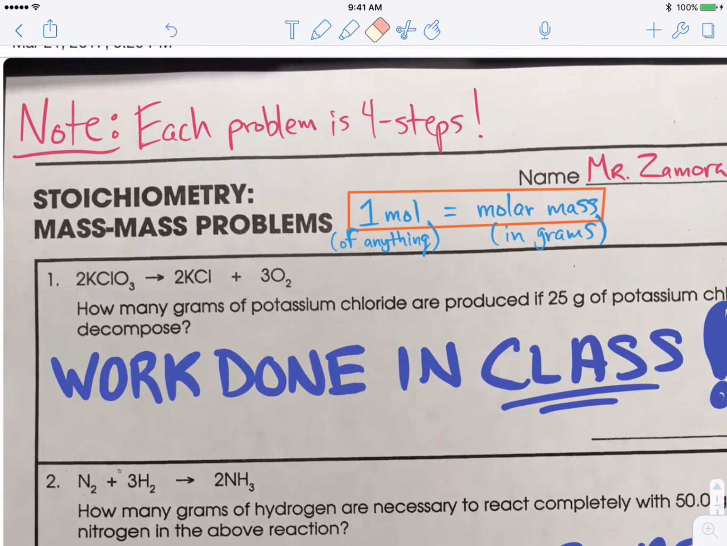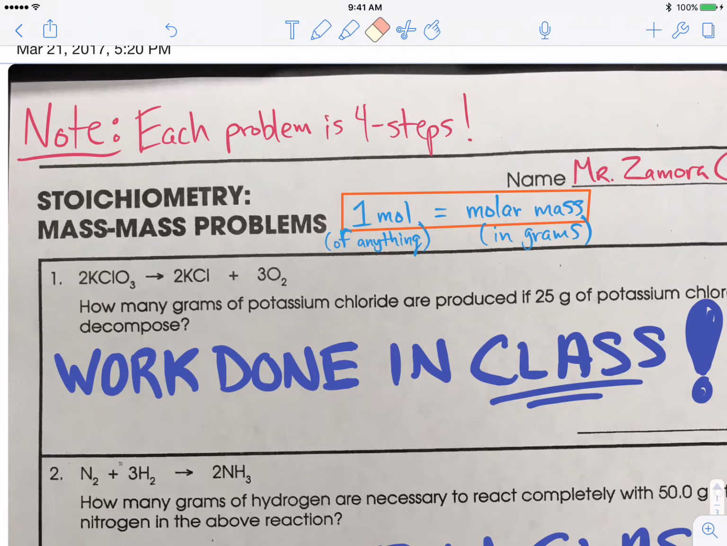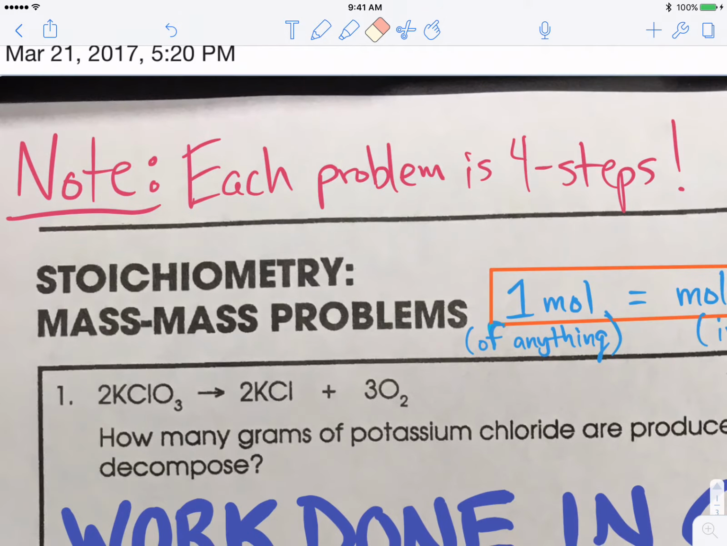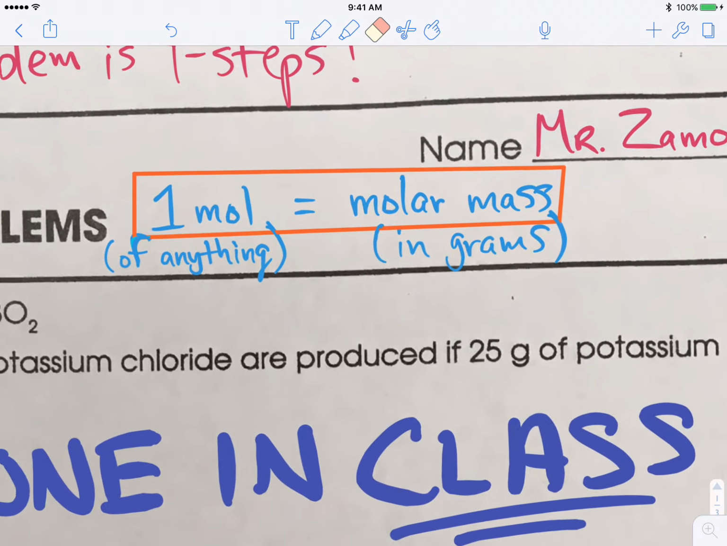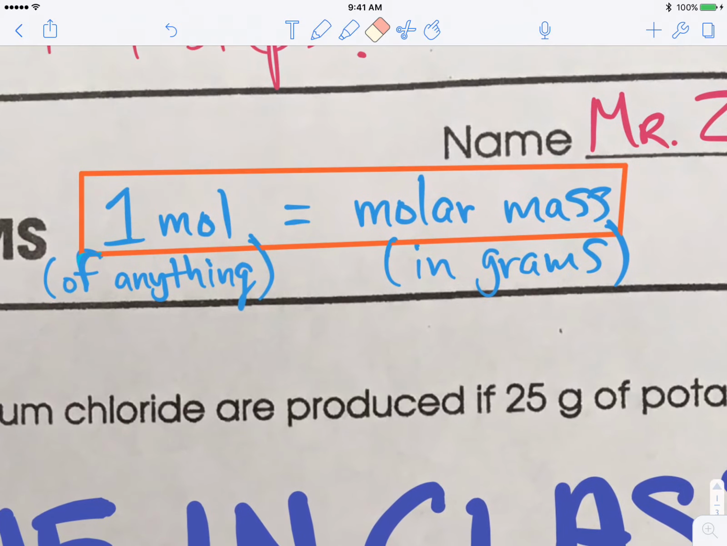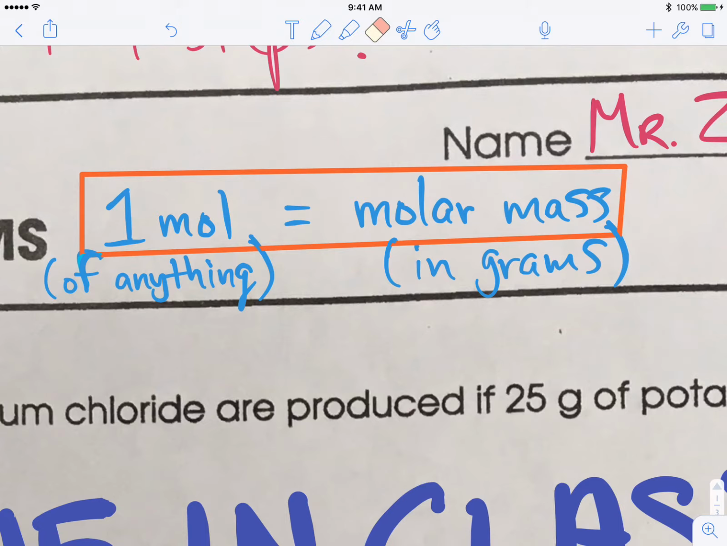I want you to note that each of these problems is exactly 4 steps. There is no shortcut like there was before. Also, I want you to make sure you have written down this conversion: 1 mole of anything, or any substance, any compound, is equivalent to its molar mass in grams.